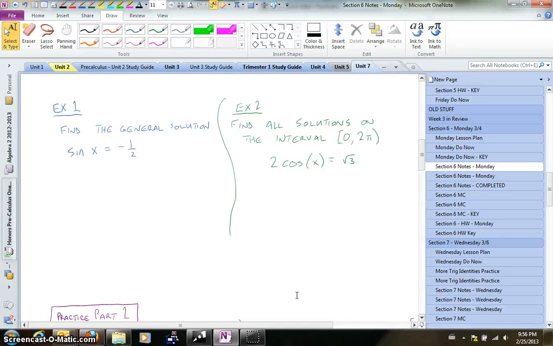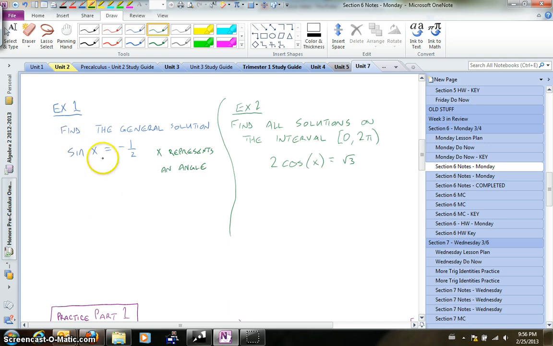Okay, so we're going to start with a more basic equation. We're going to look at example 1, and it simply says the sine of x equals negative 1/2. Hopefully you're able to tell what x represents here. X represents an angle. Specifically, it's any angle that has a sine equal to negative 1/2.